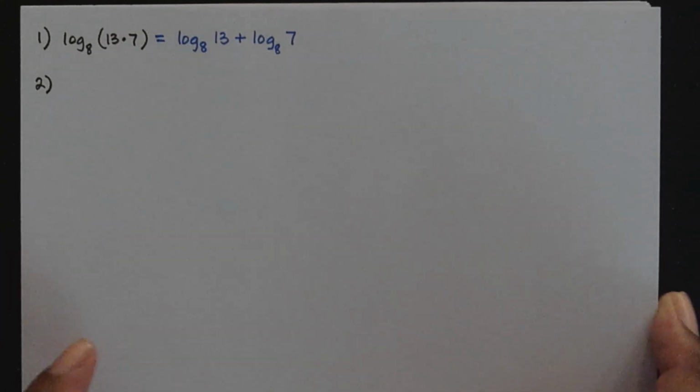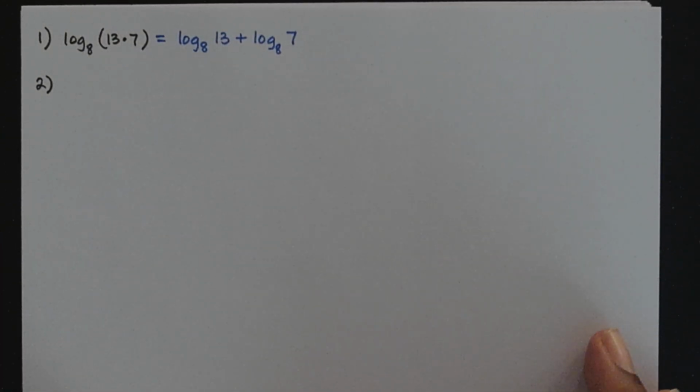So when you don't multiply 13 times 7? No. Because even though it's a log of the product, the product rule says that you must expand that as the sum of their individual logarithms. Okay? That's back in section 4.3. Any other questions?